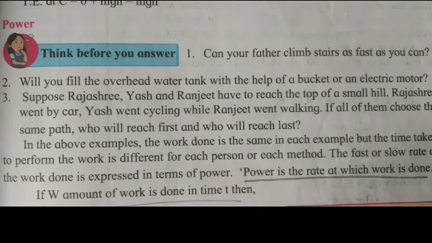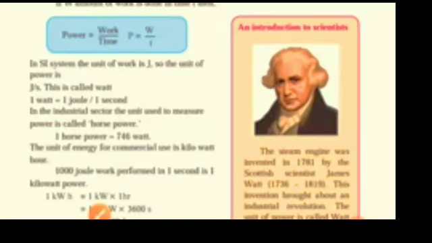The fast or slow rate of the work done is expressed in terms of power. So power is the rate at which work is done. Therefore power is equal to work divided by time. That is P is equal to W upon T. In the SI system, the unit of work is joule. So the unit of power is joule per second and this is called watt. So 1 watt is equal to 1 joule per 1 second.